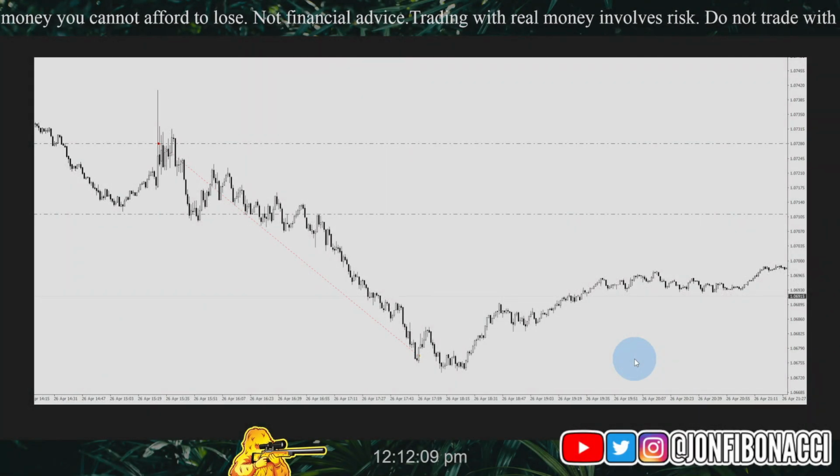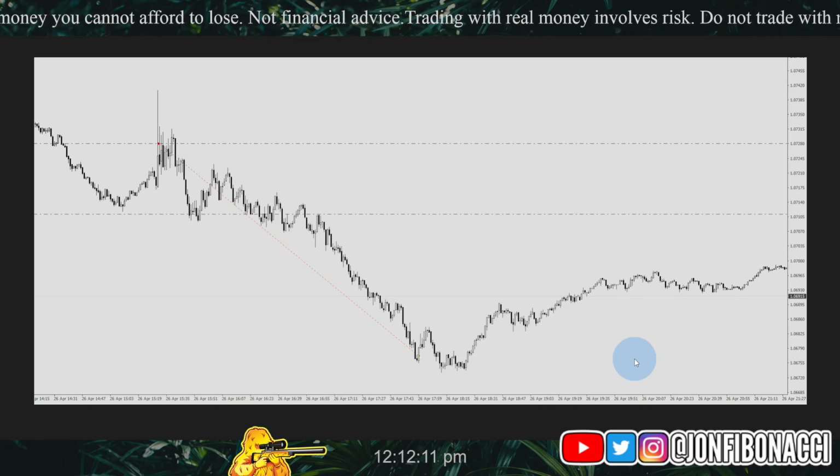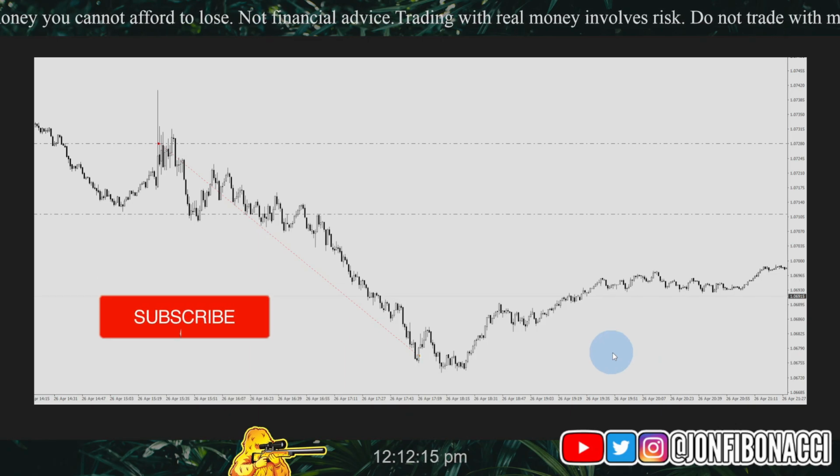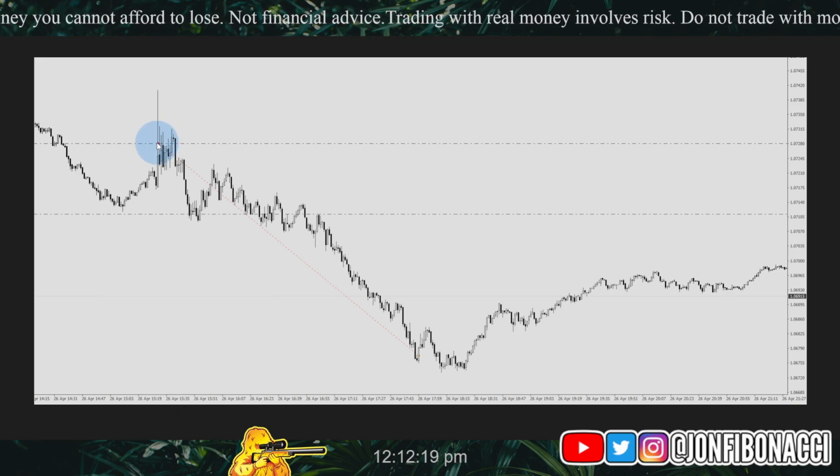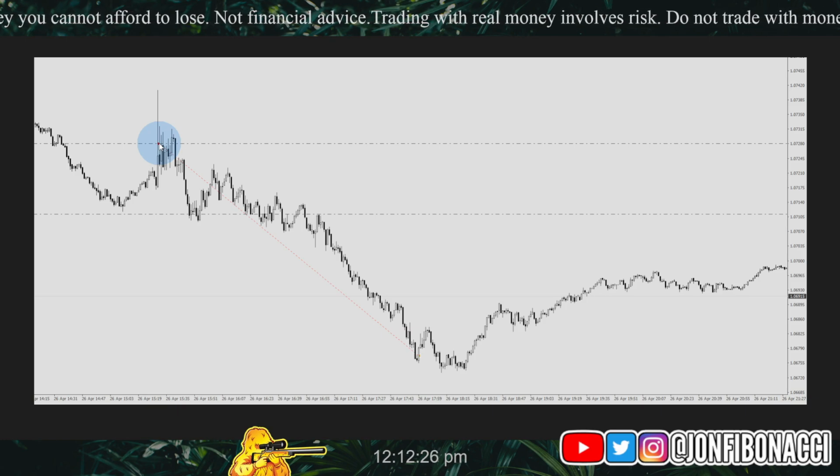So this is a cropped screenshot of the euro. I think it's on a 5-minute time frame, just to show you that I did not take drawdown from this initial movement here that I entered on the candle right after that. Actually, this might be a 1-minute time frame now that I think about it.